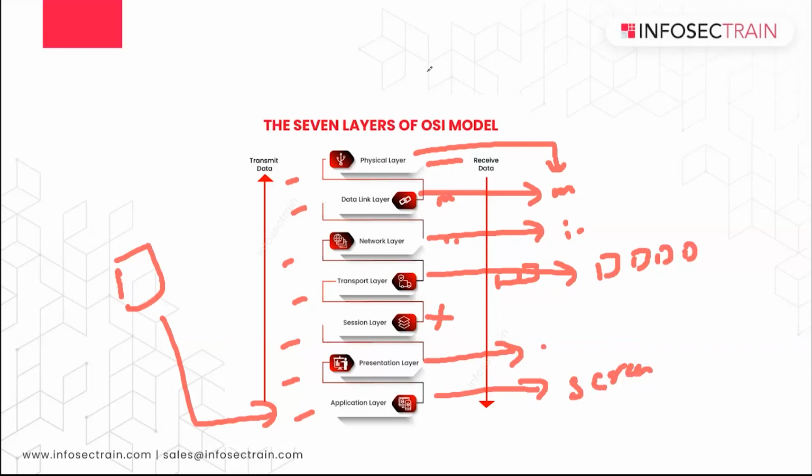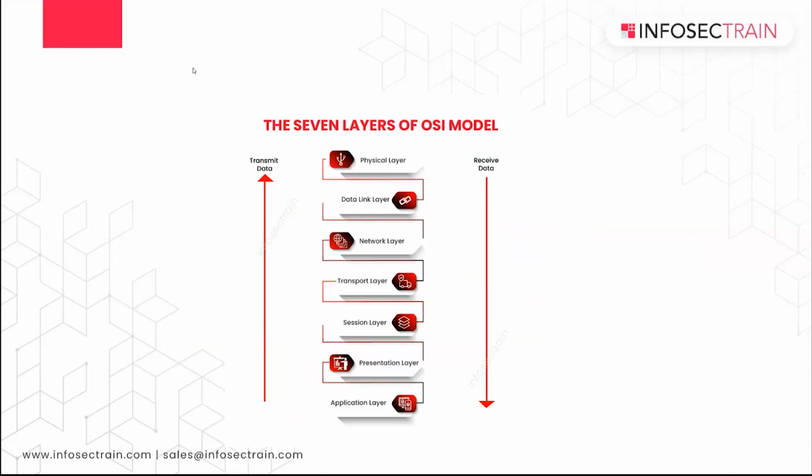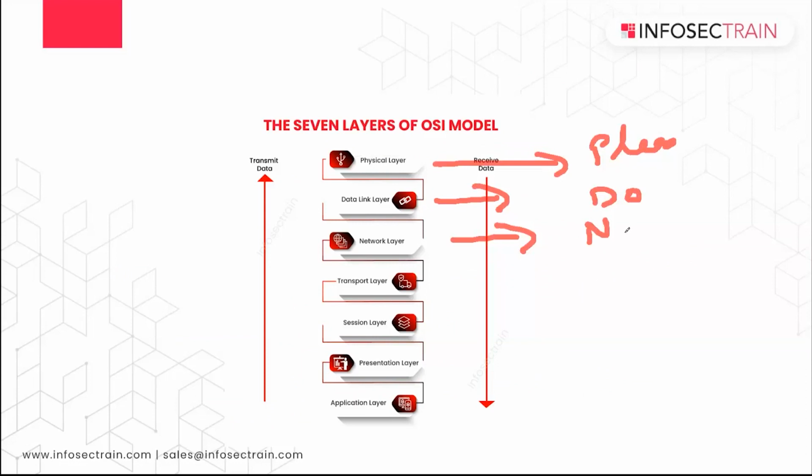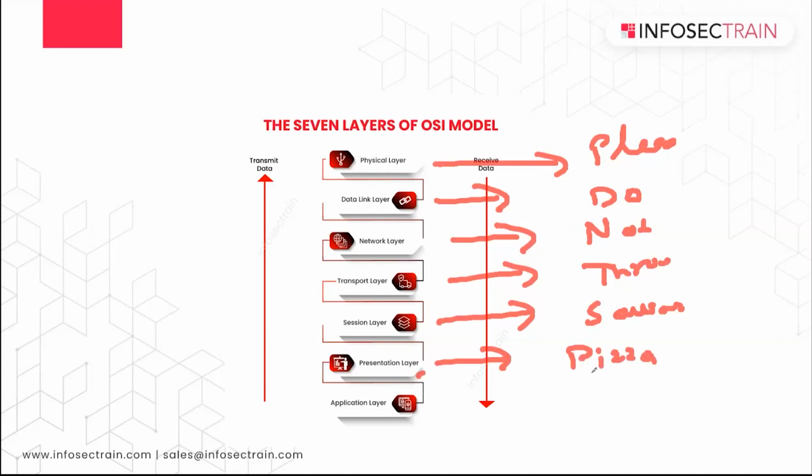That's why we call it a reference model. And if it is hard to remember, just go with this very famous acronym: If you guys like to eat pizza, please do not throw sausage pizza away. Just remember the initials. Now it will be very easy to remember this OSI model.